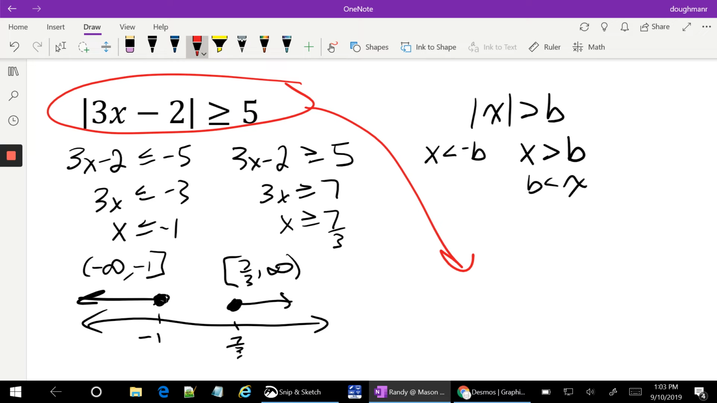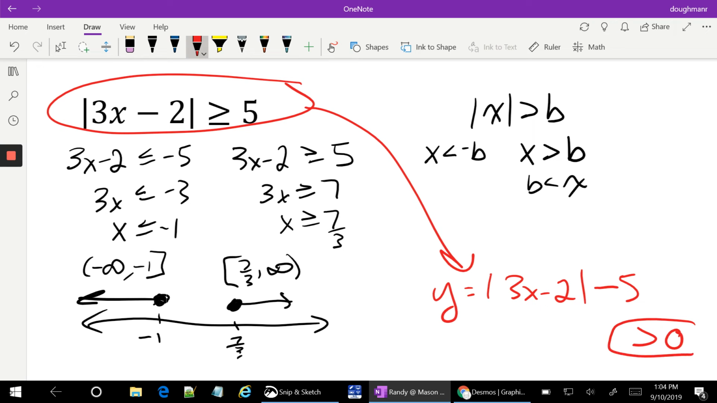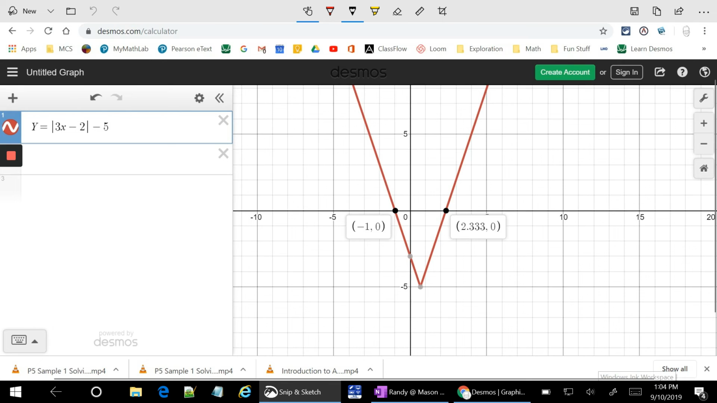So just to make it easy to graph, I'm going to put everything on one side of the equation. So absolute value of 3x minus 2 minus 5. And I'm looking at the points on the graph that are greater than 0, or greater than the line y equals 0. If I look at that graph, here it is. Notice that I've graphed y equals the absolute value of 3x minus 2 minus 5.